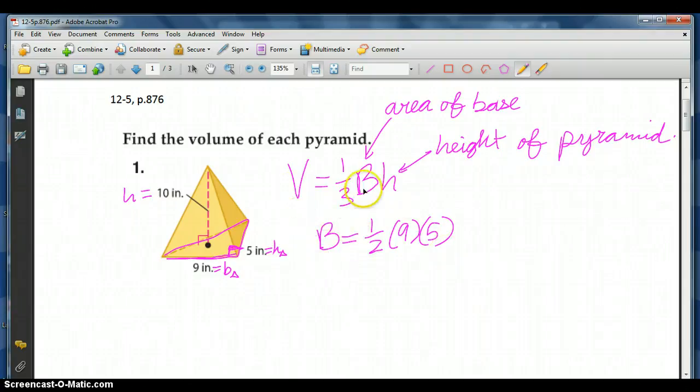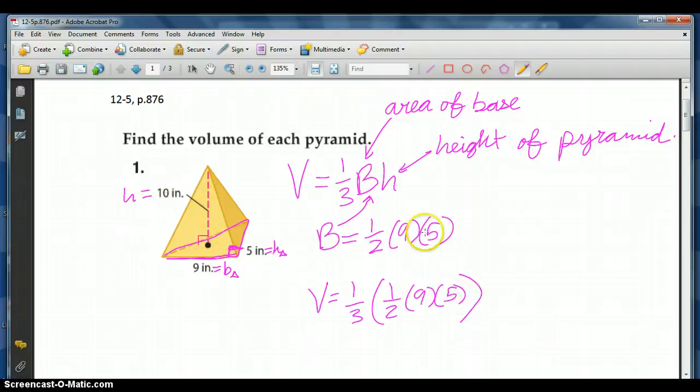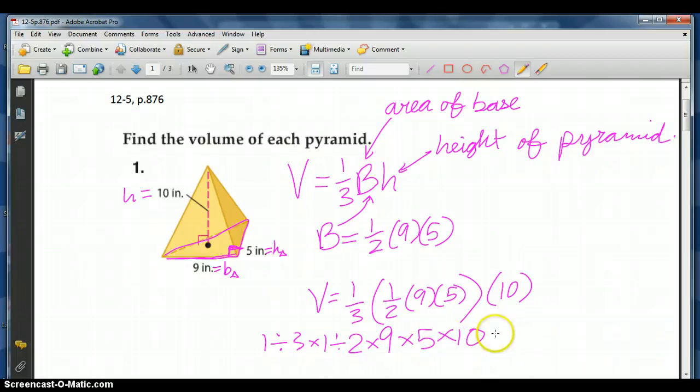So we can substitute all of that back in for B. So our volume of the pyramid is 1/3 times 1/2 times 9 times 5, and then times the height, which is 10. And you can just type this all in at once. 1 divided by 3 times 1 divided by 2 times 9 times 5 times 10, and you should get 75, and we want proper units, which would be cubic inches.